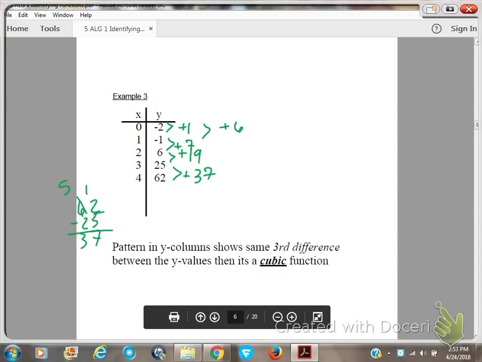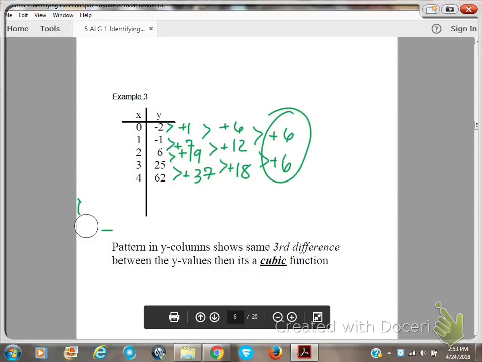That would be plus 6, plus 12, plus 18. Still not the same, so one more time. Plus 6, plus 6. It happened 1, 2, 3, so the third time out, we got the same number. So if you have to do it 3 times, that means you're dealing with a cubic function.